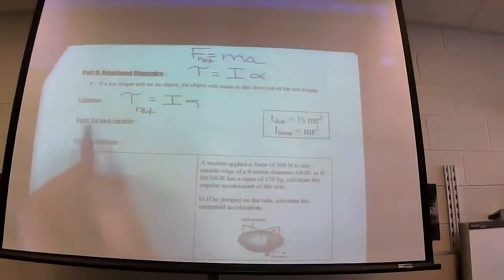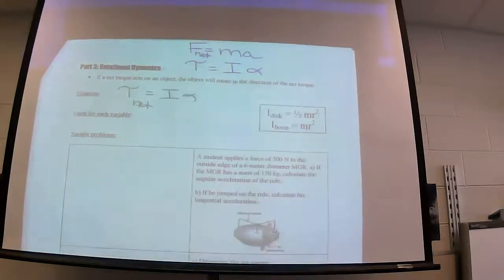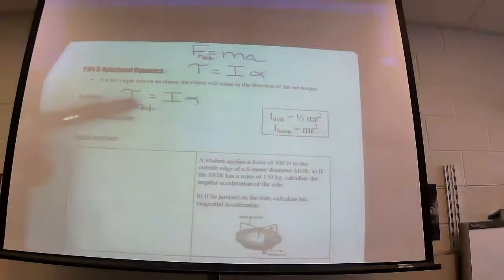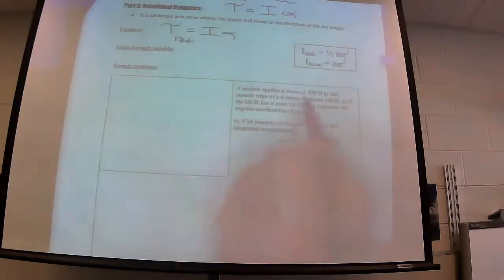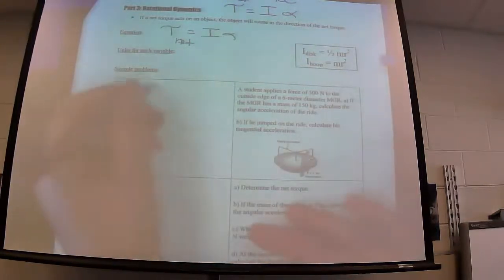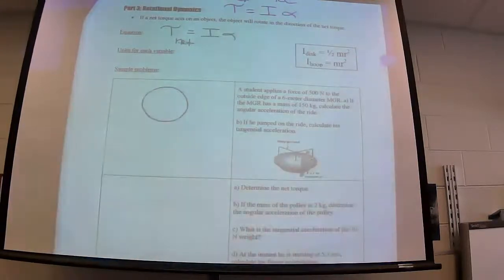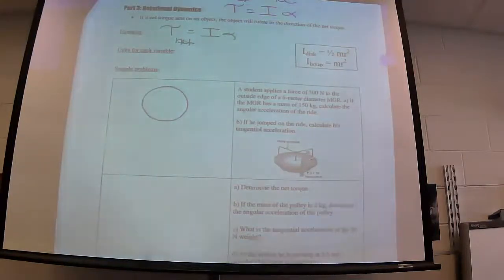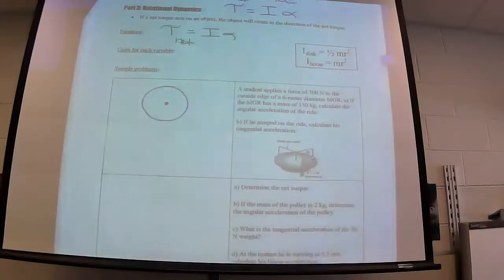All right, I'm going to skip the units for each variable right now, and we're going to do the first sample problem. This is the same thing, T net, that we were doing over here, except this time our things are rotating. A student applies a force of 500 newtons to the outside edge of a 6-meter diameter merry-go-round. So this time, when I draw my free body diagram, it's going to be the merry-go-round, not just a line. And I still need a pivot point, but the pivot point's always going to be the axis of rotation.